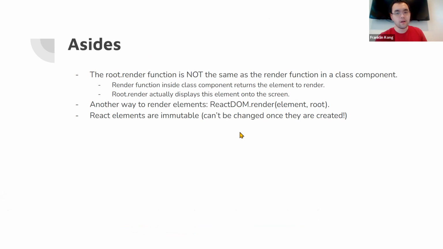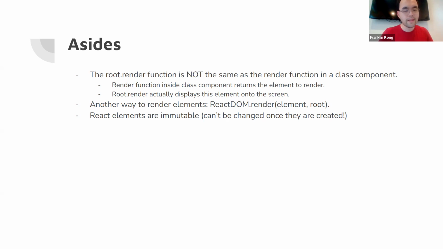As an aside, earlier I discussed that the class component contains a state object and the render function. The render function returns the JSX that describes what you want to render. The root.render function is not the same as the render function in the class component, because the render function inside the class component returns the element to render, and root.render actually displays this element onto the screen.